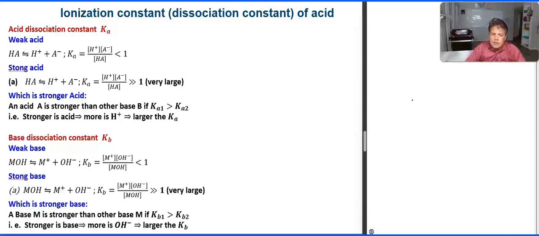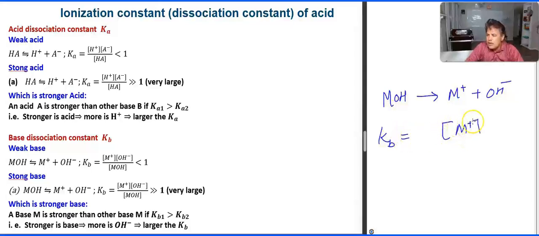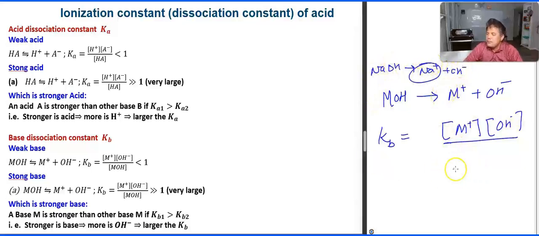Similarly, the base also has a base dissociation constant. For example, MOH is the base that will give you M plus and OH minus, right? Kb, the base dissociation constant, is equal to the concentration of M plus times the concentration of OH minus, divided by the concentration of MOH. M plus means a metal ion, okay? For example, sodium hydroxide gives Na plus and OH minus, right? This Na plus is M plus. If Kb is less than 1, it is a weak base.